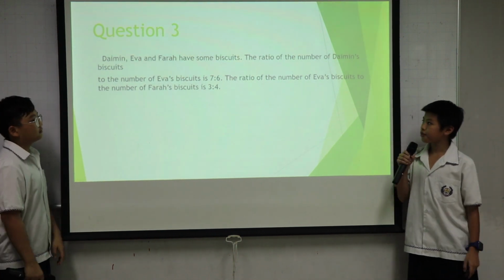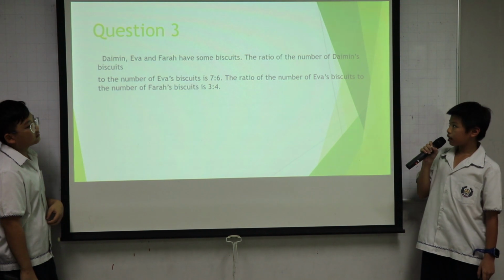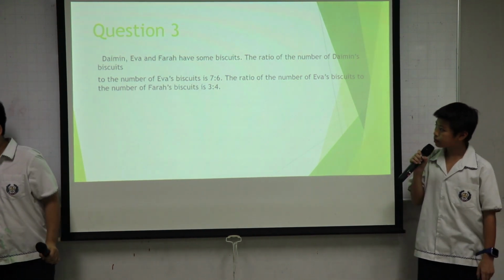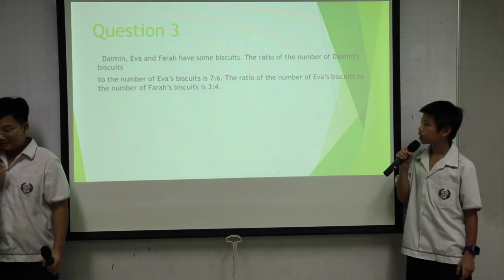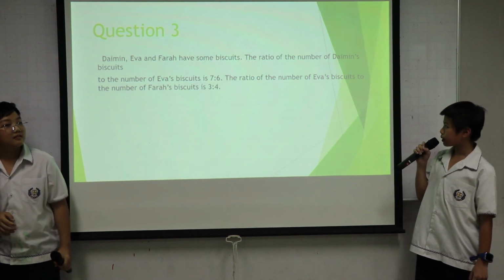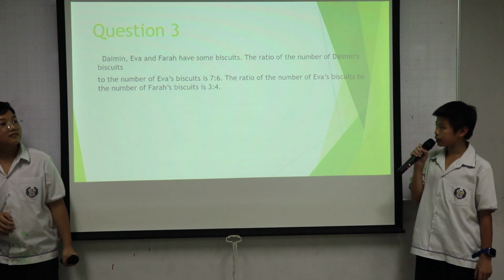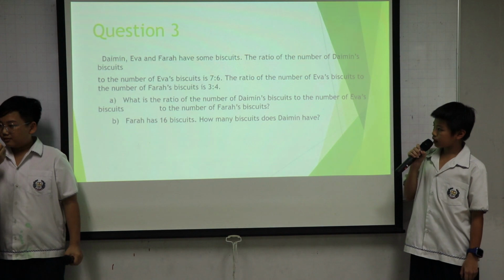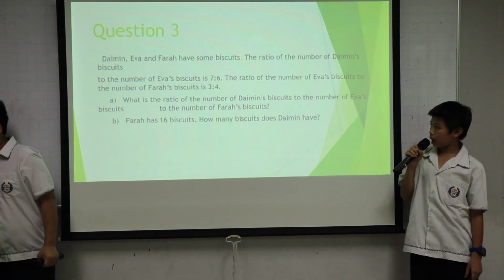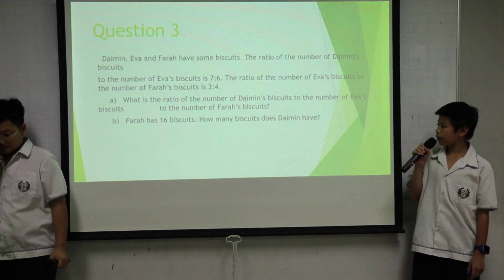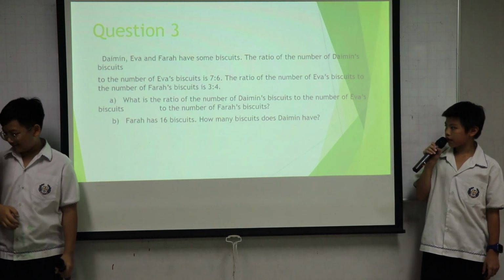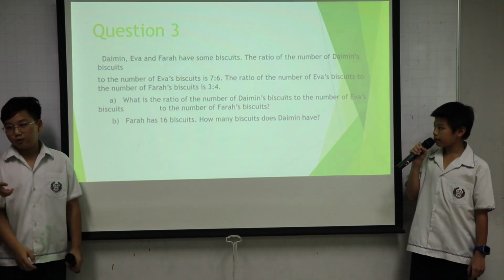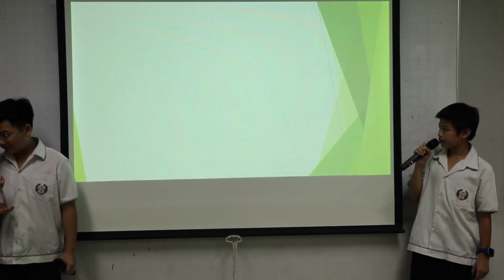Diamond, Ava, and Farah have some biscuits. The ratio of the number of Diamond's biscuits to the number of Ava's biscuits is 7 to 6. The ratio of the number of Ava's biscuits to the number of Farah's biscuits is 3 to 4. A. What is the ratio of the number of Diamond's biscuits to the number of Ava's biscuits to the number of Farah's biscuits? B. Farah has 16 biscuits. How many biscuits does Diamond have?